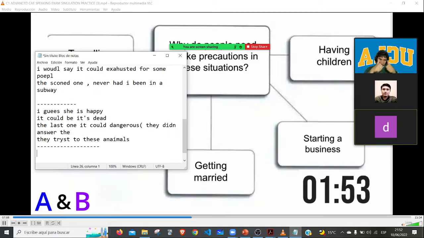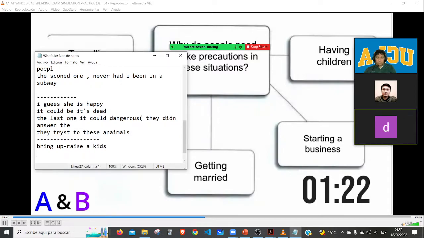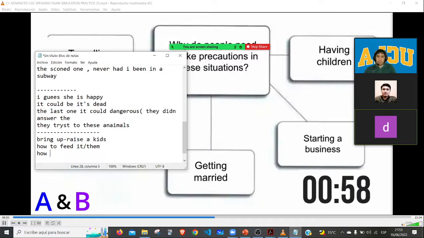Shall I start? Okay. I can see having children is not for everyone, so you need to take a lot of precautions, because it's a human being. You will raise that baby, so you need to be prepared. You should learn how to put a baby to sleep, how to feed it, and how to help it grow up.